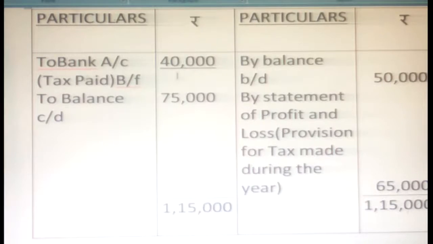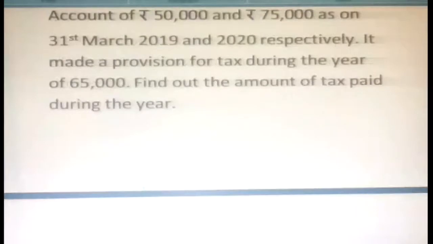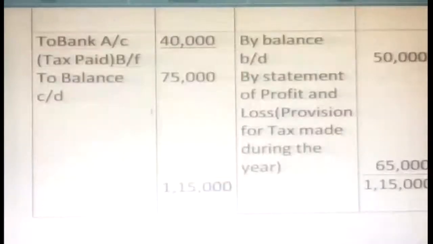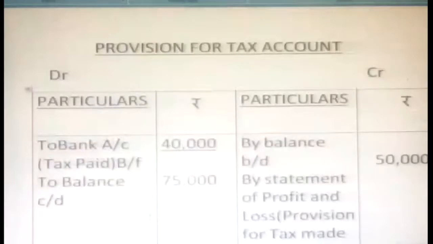Nothing but tax paid. From the opening balance, closing balance and provision made during the year, you found how much you paid during the year. That's the question they asked here: find out the amount of tax. Here the amount of tax paid is 40,000. So how do you know this? We have to prepare the provision for tax account. That is very important.